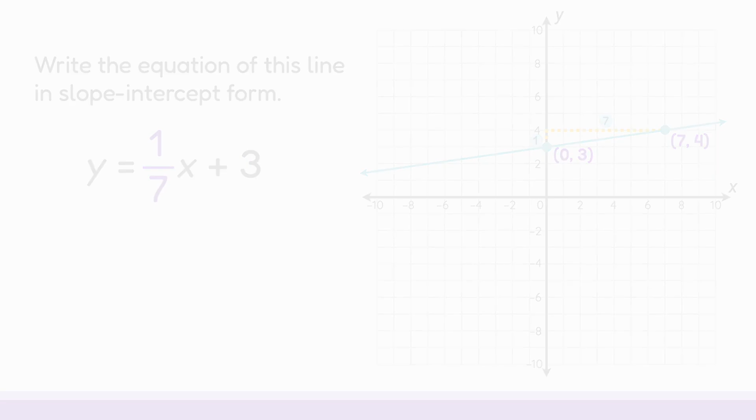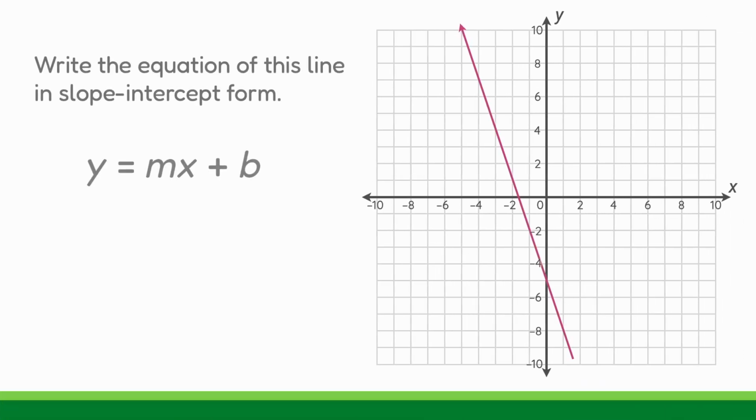Fantastic! Let's try another one. Let's write the equation of this line. Notice that this line has a negative slope because it slopes downward from left to right. Like the previous example, we'll start by looking along the y-axis for the y-intercept. The y-intercept is at -5, so we can replace b with -5.